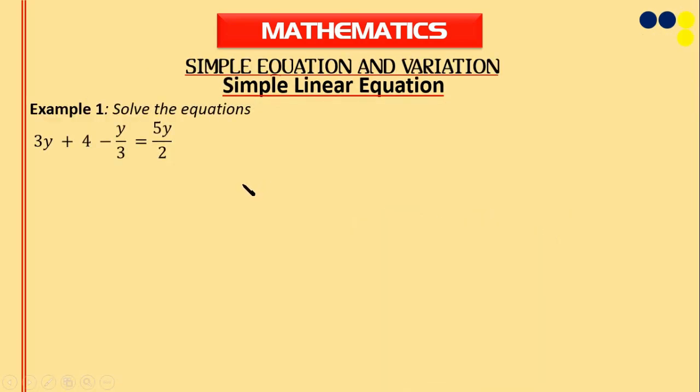Checking out this question. Solve the equation 3x plus 4 minus y over 3 equals to 5y over 2. Okay, now there are several ways of solving this question. Of course, you can decide, by the way, to convert or simplify. Let me use the word simplify the whole of this left hand side to a single fraction.